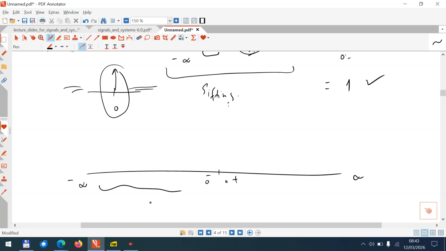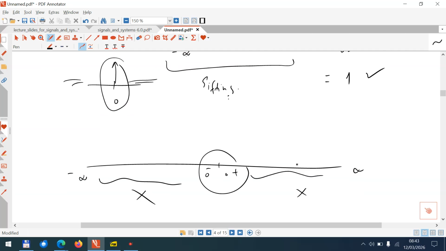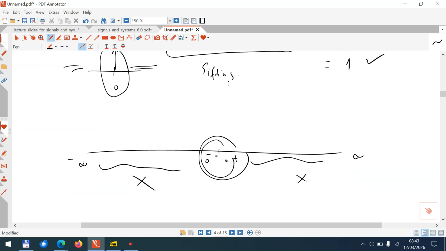So here everything gets vanished. Here everything gets vanished. This is the only thing which matters. So that's why I change the limits to 0 minus, 0 plus. And in that limit, this function has a value of 1. Why? Because t is 0 there. Yeah, t is 0.